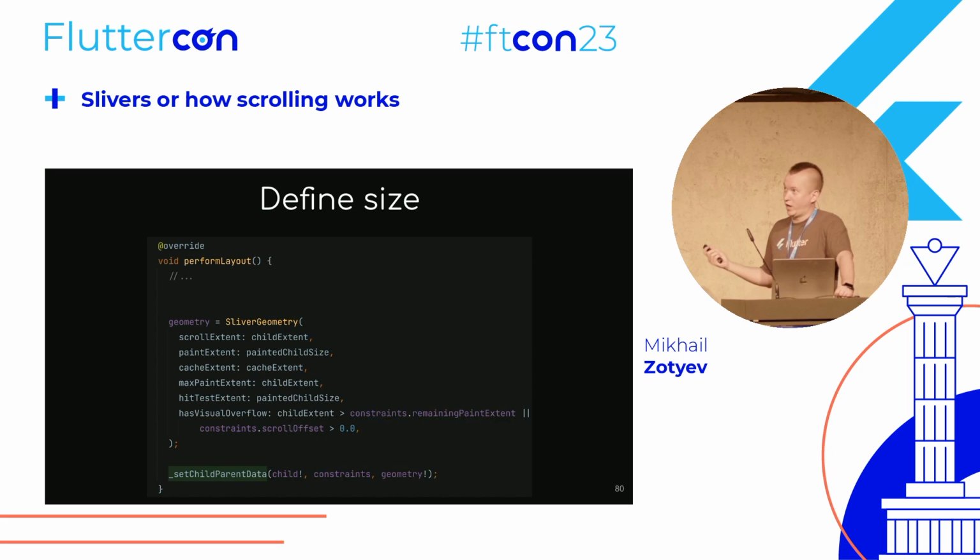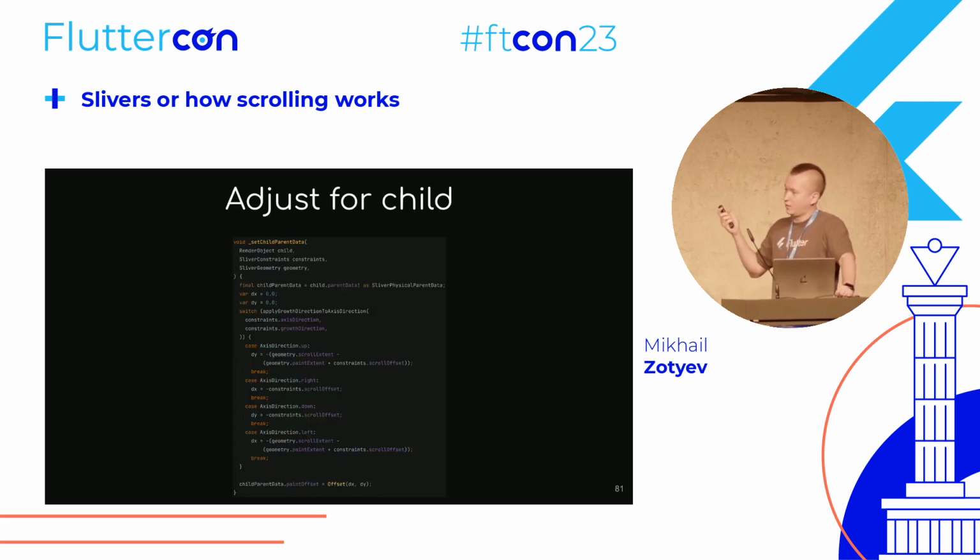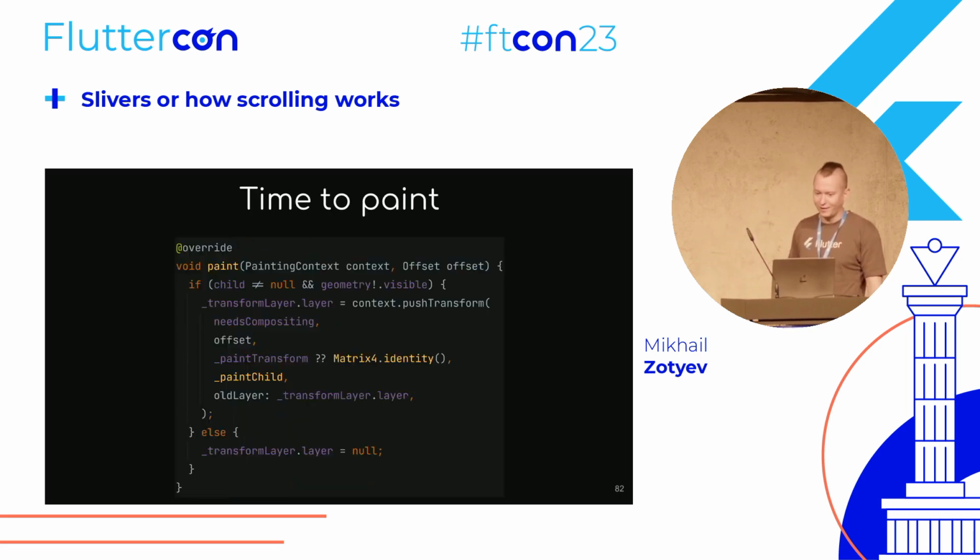So we have a child, and we need to provide it information about our constraints. This constraint will help to adjust the axis and so on. To be honest, it's just a simple implementation which you can find in a lot of places, like SliverToBoxAdapter, completely the same. I just will not stay a long time on this.